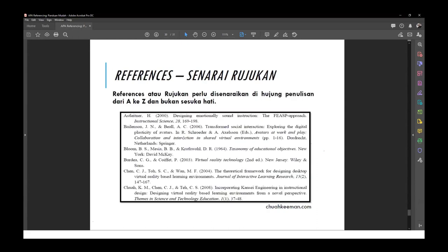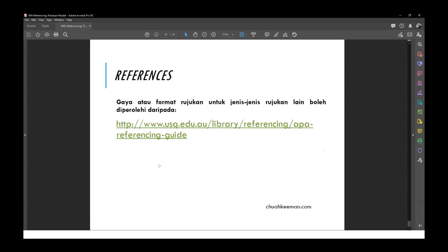Okay. So arrange the references in alphabetical order like this. Arrange A, B, C, D, right? No number. And then there's a link to the English version. This is the link to the English version.